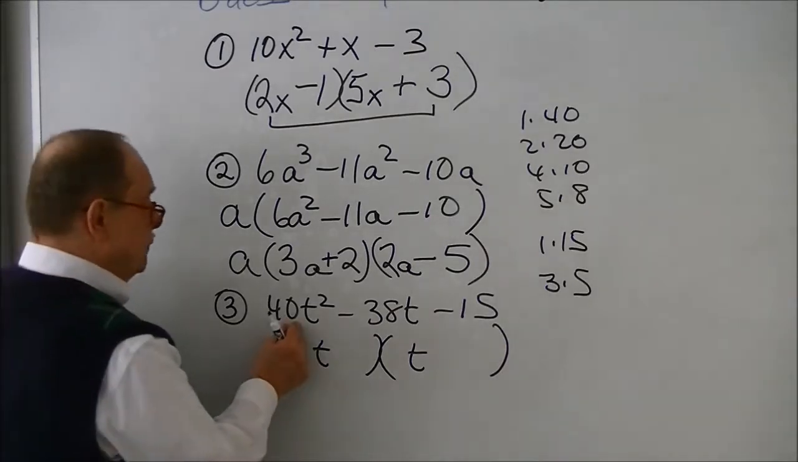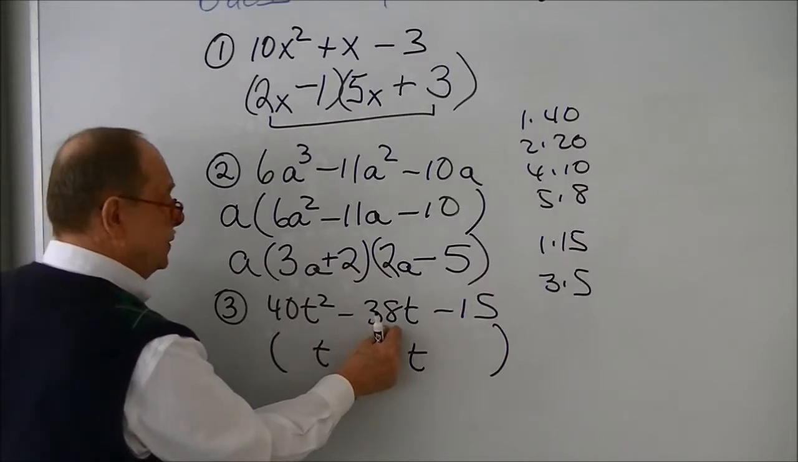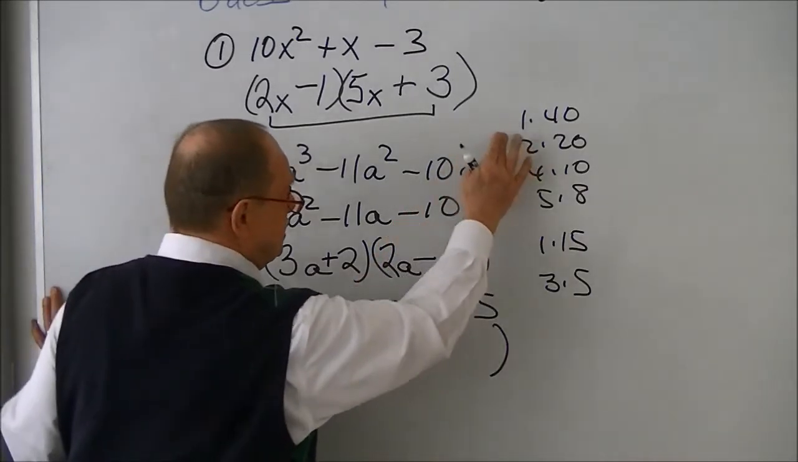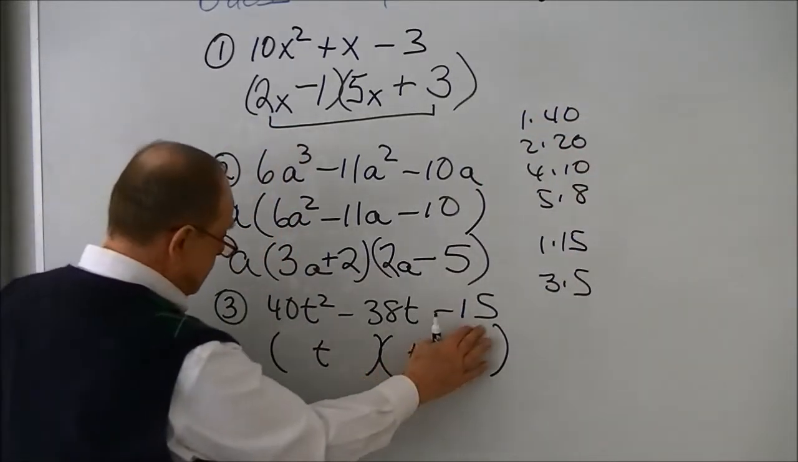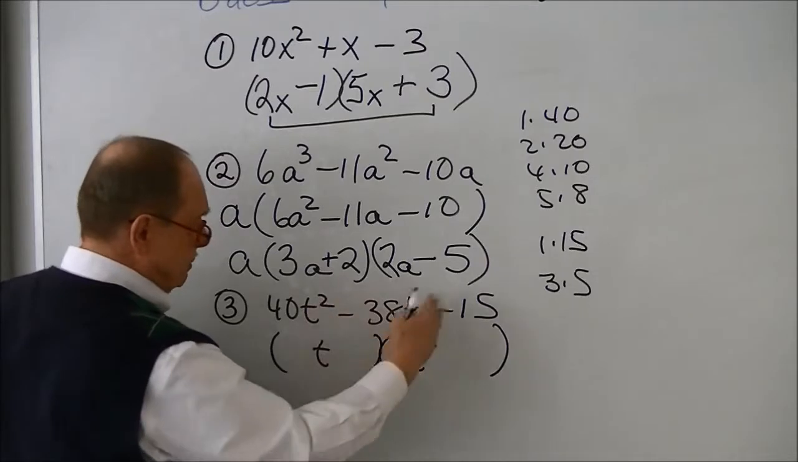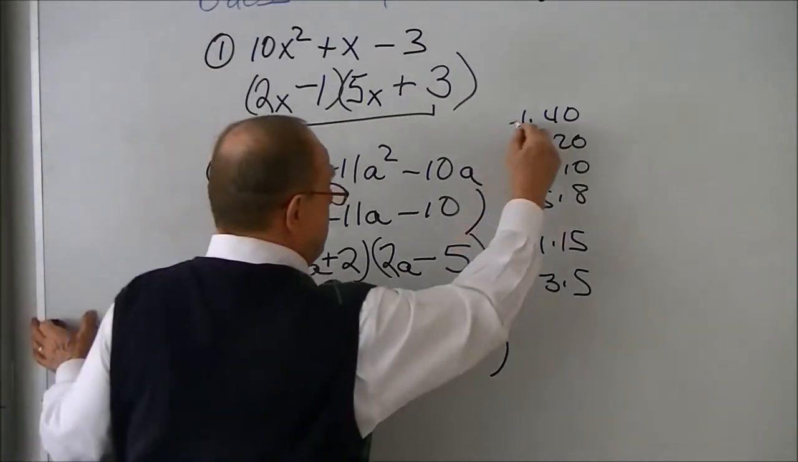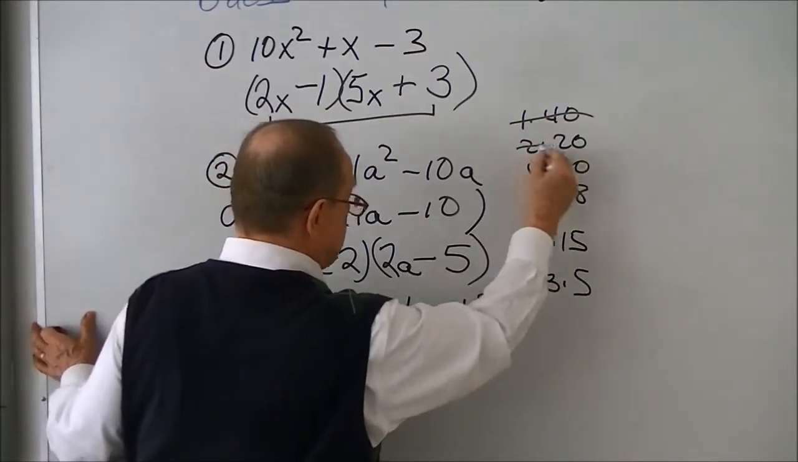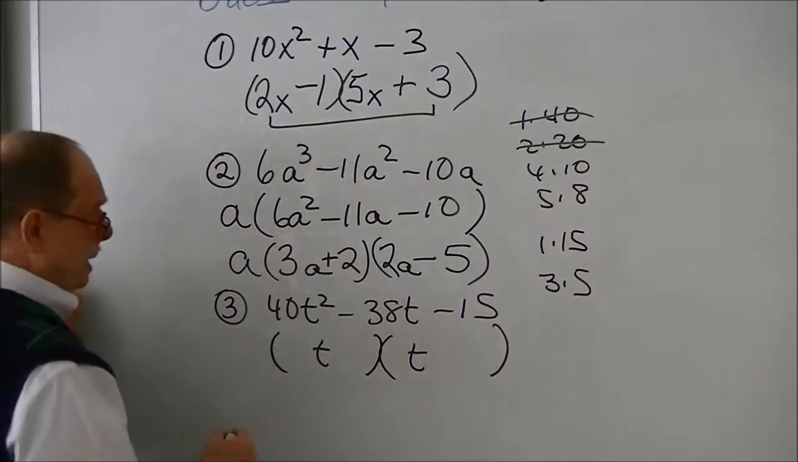Now, since I have a 40 here, and this is 38, I might consider the 1 and the 40, but because this is 15, I don't imagine any combinations that's going to give me a 38. So I'm going to eliminate this one. That one I might think of, but I'm going to start off, let's say, with this one. Let's try it.